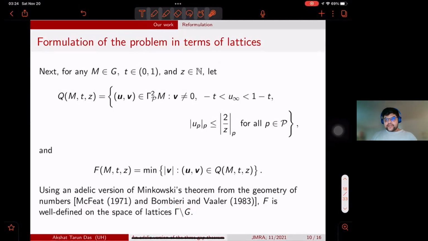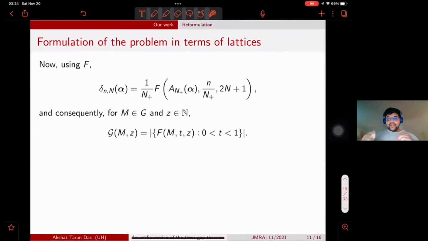So using this theorem, we are able to prove that f is definitely well defined, which basically means that if we consider the set QMTZ for any t, there is going to be at least one lattice point that satisfies these restrictions. Okay, so now this function f was defined for any general lattice M.